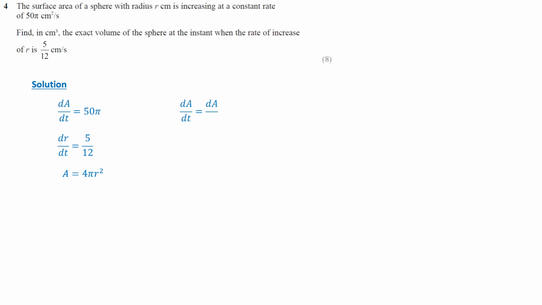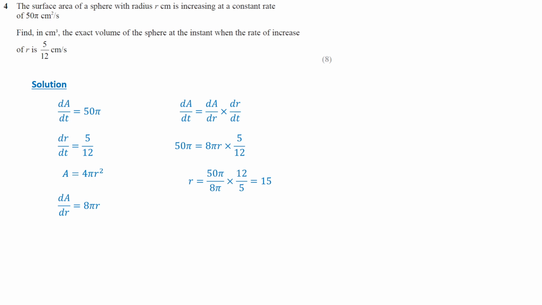We know that dA over dt equals dA over dr times dr over dt. From the surface area formula, we can find dA over dr equals 8 pi r. Substituting the values into the chain rule equation, we have 50 pi equals 8 pi r times 5 over 12. Solving the equation gives r equals 15.